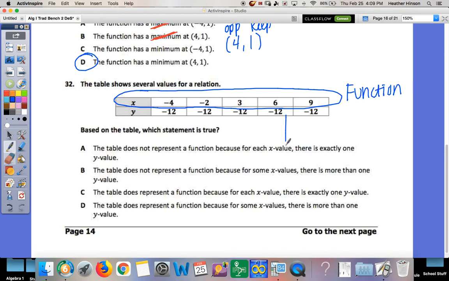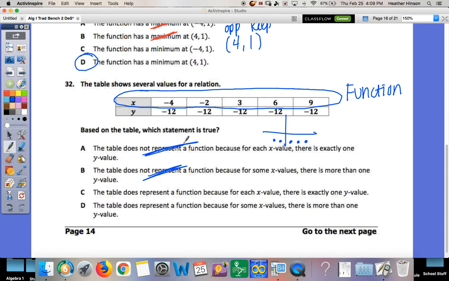You could also plot these, just draw a little graph and plot them. -4, -12 would be here. -2, -12 would be here. 3, -12, 6, -12, and 9, -12. And you could do your vertical line test. And every single one of those would only hit one dot at a time. So you could do it that way. So this is a function because it passes the vertical line test. All of your x's are different. So that eliminates A and B.